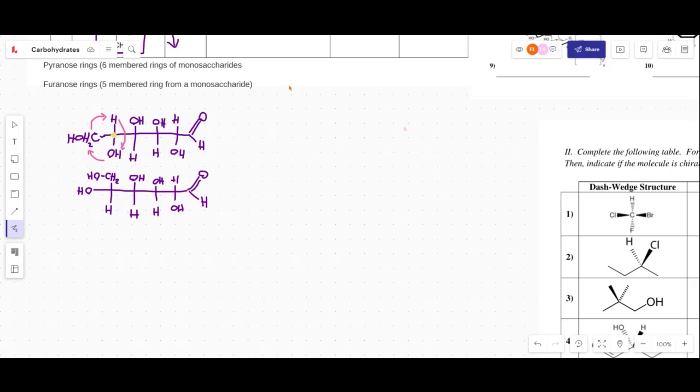So now here's the thing. I am now going to go ahead and attack. It's actually the electrons on this oxygen here that are going to go around here and attack. They're going to attack that carbon right there. And that's going to cause the double bond to become a single bond and send electrons up here.